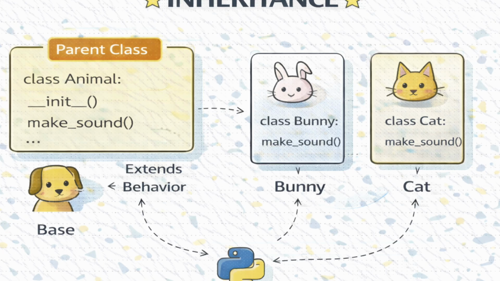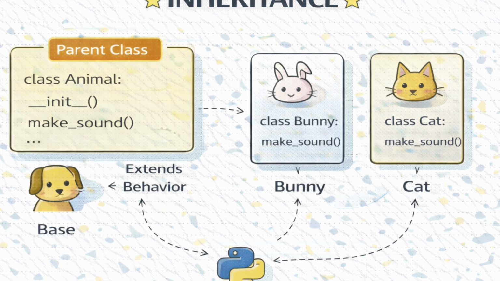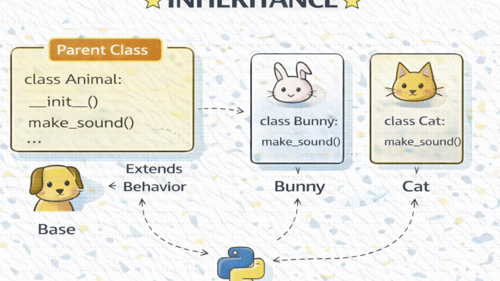A circle is a shape, but a shape is not a circle. But the sources were really clear on this next point. If you find you can justify it both ways, if A is a B and B is an A, then you should never use inheritance between them. Absolutely not. That's a huge red flag that you've got two classes that are actually peers. They're not parent and child. They should probably share a different, more abstract parent, or you need a totally different approach.